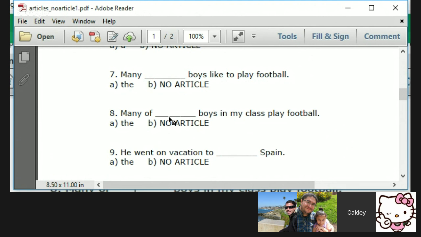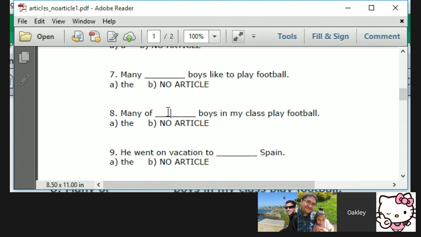Okay, many of the boys in my class. Boys is only in my class, not general. Okay. All right. It's defined which boys we're talking about. In other words, right?